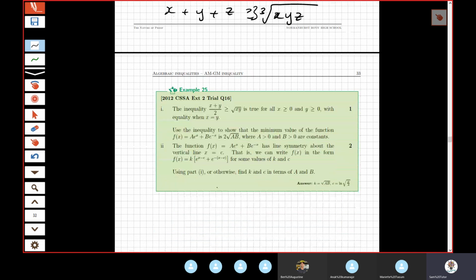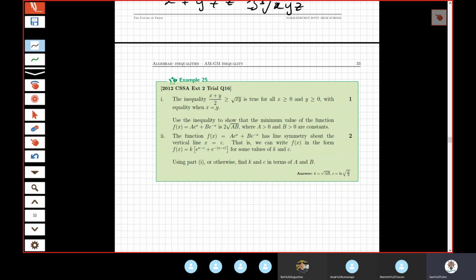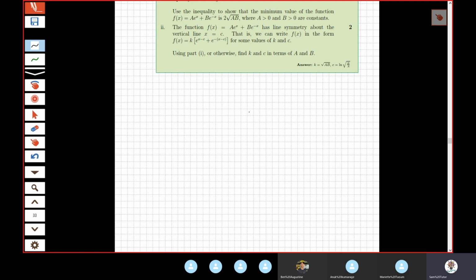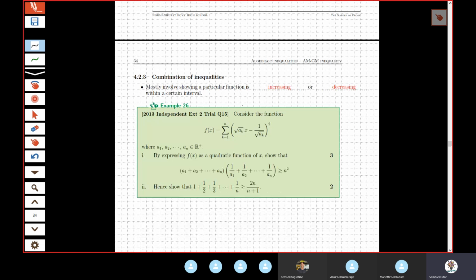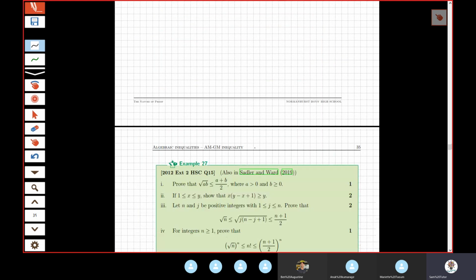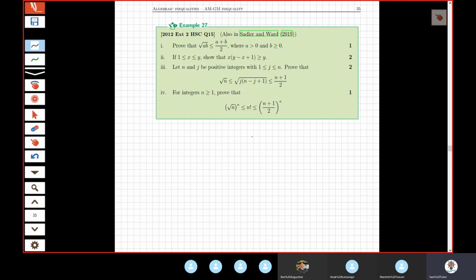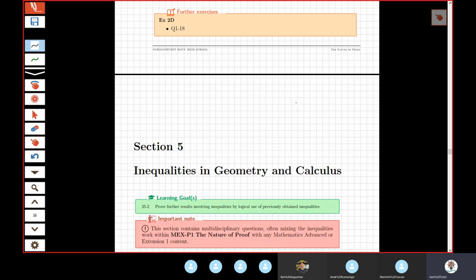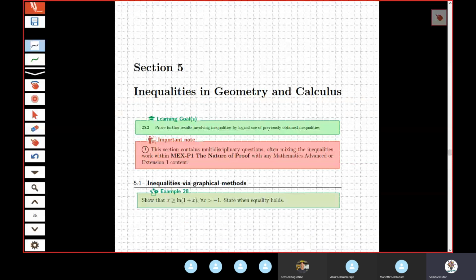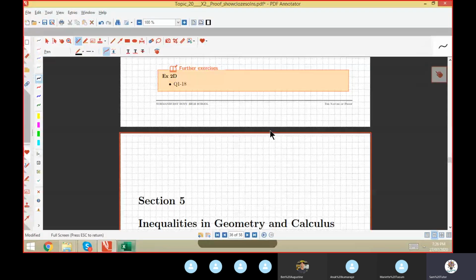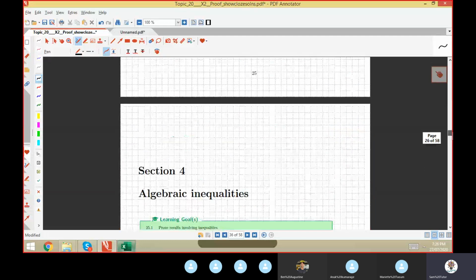All right. The inequality is true with equality when x equals y. Use the inequality to show the minimum value of the function. All right, we haven't done calculus cases, so I don't really want to do these ones. Combinations of inequalities. Yeah, again, these will be part of functions, calculus. All right. How are we going for time? Oh. All right, next week we'll start calculus inequalities. So part of geometry and calculus inequalities. Okay, calculus inequalities next week.